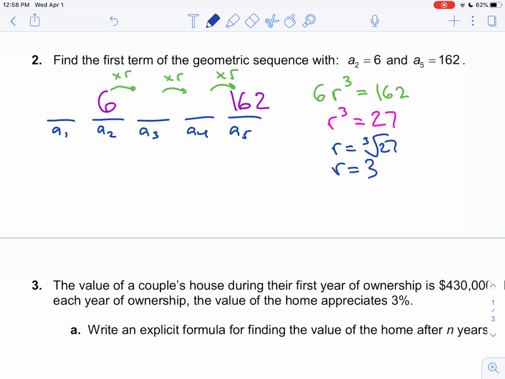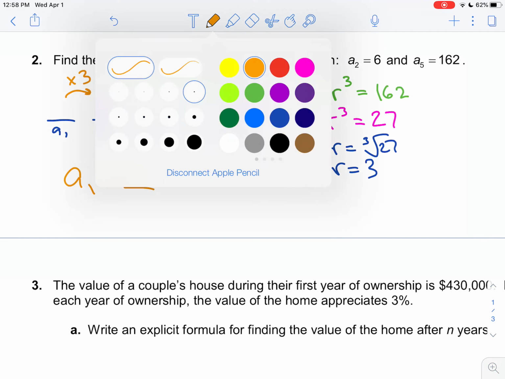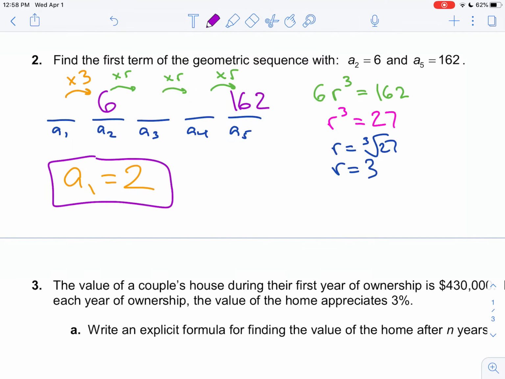Now, we're not done yet. There's more than one way we could finish the problem. Based on what we're looking at right now, I do know that my first term times 3 gets me to the second term. So what times 3 would equal 6? And so it won't take too long to figure out that the first term has to be 2. But there's lots of variations. I'll switch colors. There's lots of variations that we can put on that one.